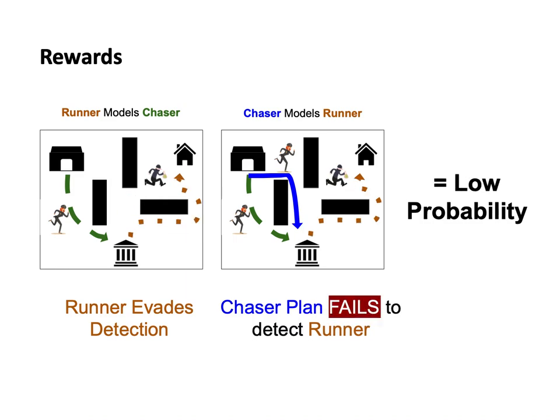Now we ask, what is an example of what low probability looks like? On the left, we illustrate a runner that again evades detection from the chaser, however, using a different plan from our previous example. Instead, the runner runs around the city to reach its safe location. On the right, we show that the chaser has again adjusted its plan to go down through the center of the city. And since the chaser's modified plan does not improve detection, the rewards for detection are low, thus low rewards, low probability.